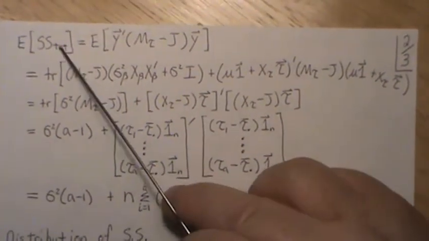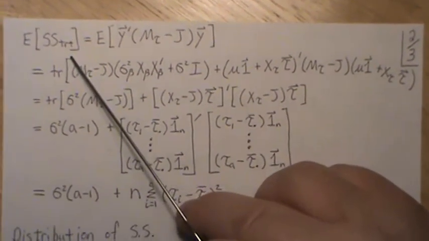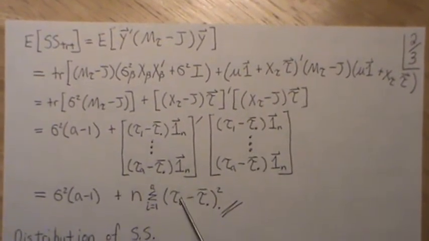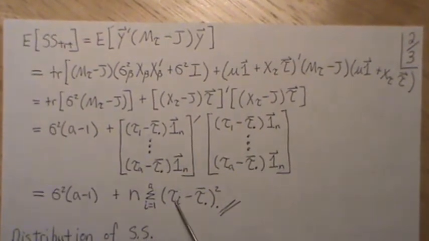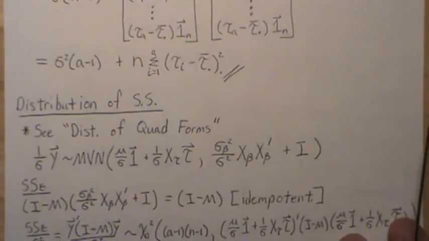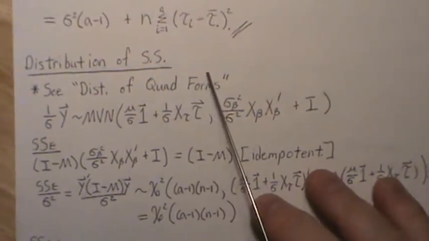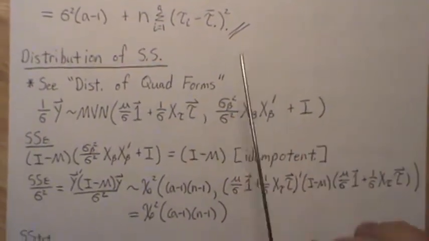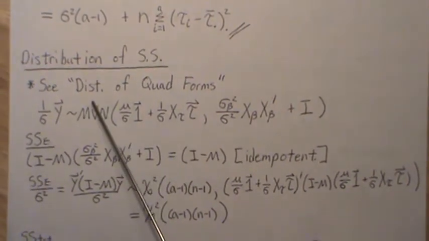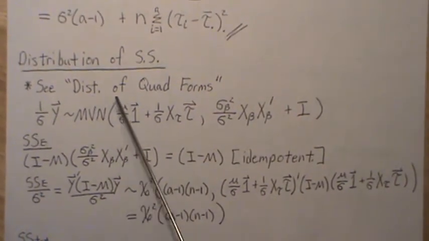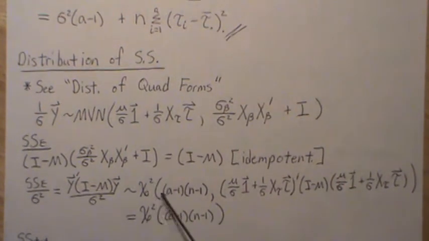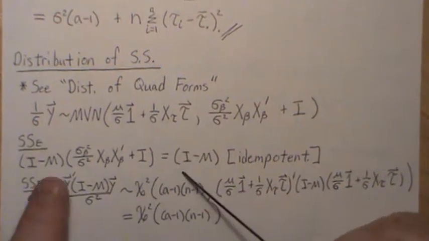And actually, that means under the null hypothesis of no treatment effect, the non-centrality parameter is going to be 0. Because if there's no treatment effect, then these are all the same, which equals the mean of those taus. Now the distribution of the sum of squares. So we found the mean or expected values of the sum of squares. Now for the distribution, I need to pass you off to a video called Distribution of Quadratic Forms. And in there we derive how to find these distributions.